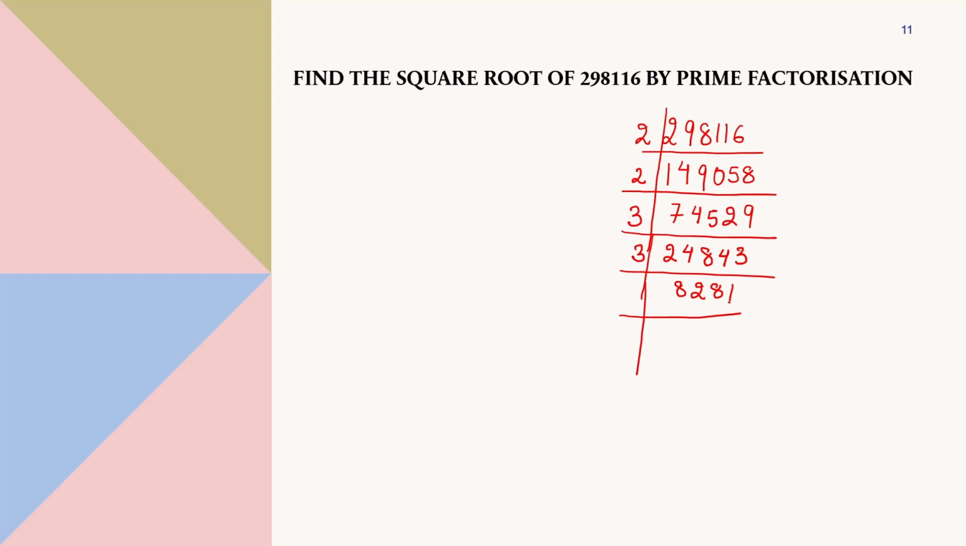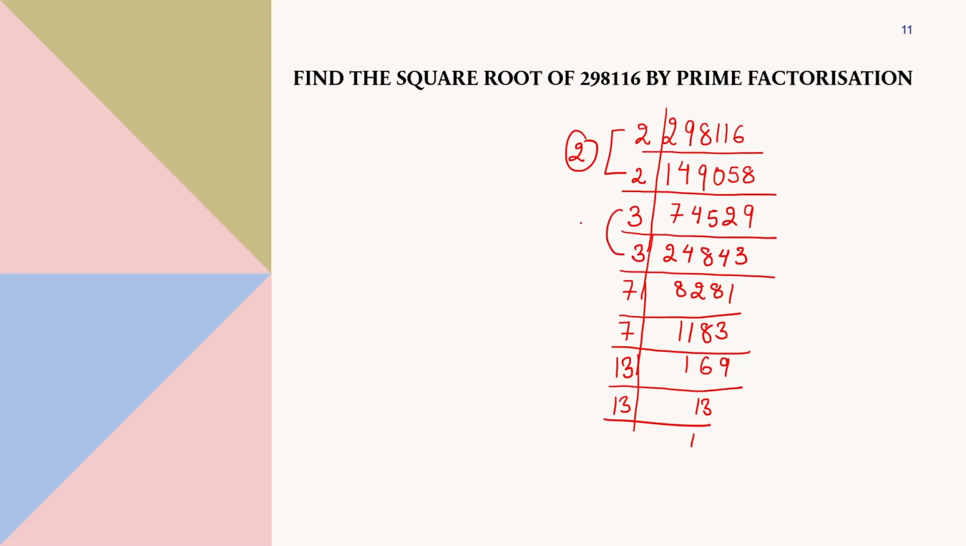Since the number is not ending with 5 or 0, it is not divisible by 5 either. Moving to 7. Yes, it is divisible by 7. 7, 1, 1, 8, 3. Again, it is divisible by 7. 7, 1, 6, 9. Now, 169 is a perfect square of 13. So, 13, 13, 1.